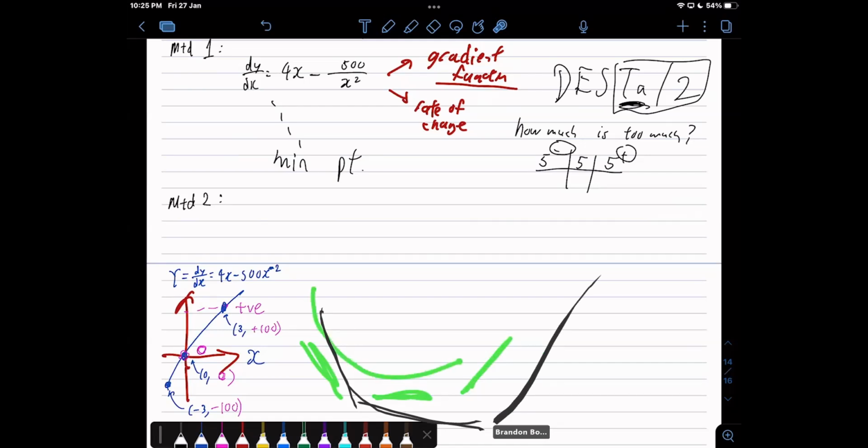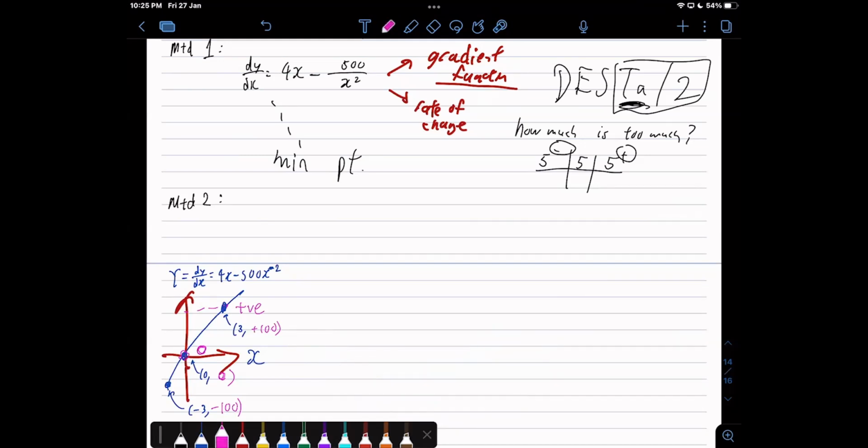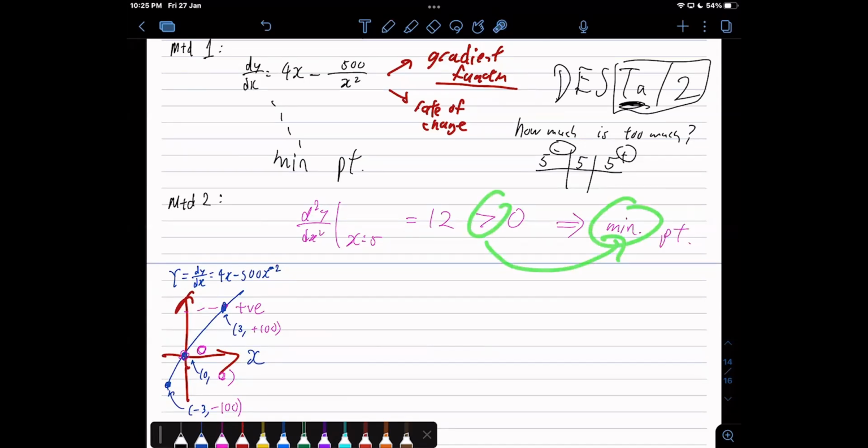So what's the curve that has this kind of pattern for the minimum point? Exactly. So just now you already found out d2y by dx squared, sub in x equals 5, not 0. It equals 12, which is more than 0. Finally, you conclude minimum point. Clear or not? Opposite. More is high. Minimum is low. Opposite. Can? Okay. Yes. Method 2.